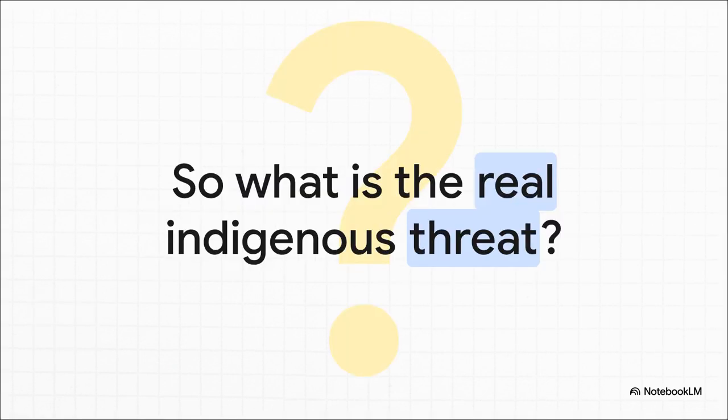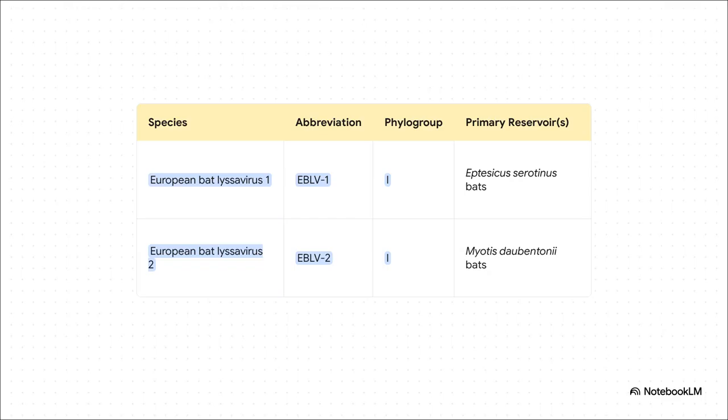So that begs a really important question, right? If it's not the classic rabies from land animals, what are we actually worried about here? What should be on our radar? Well, the answer is flowing right over our heads. We're talking about European bat lyssaviruses, specifically EBLV1 and EBLV2.